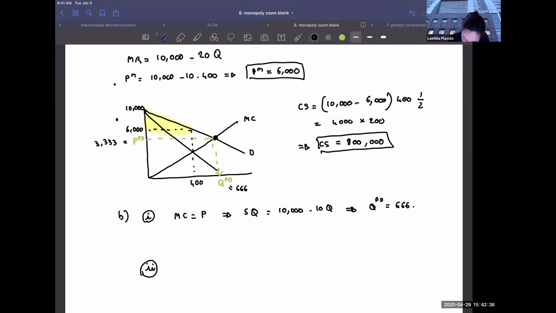Okay, so let's use this. We have price equals marginal cost, which is 5Q. So that's 5 times 6. Let me check this. And that's this amount here.